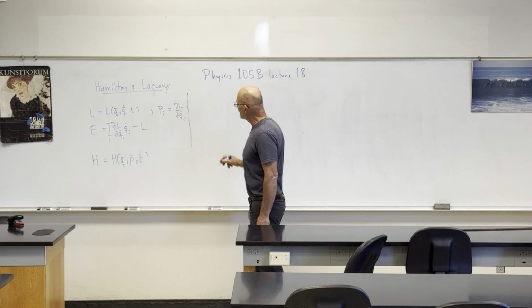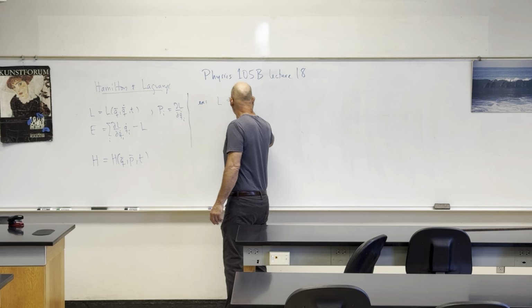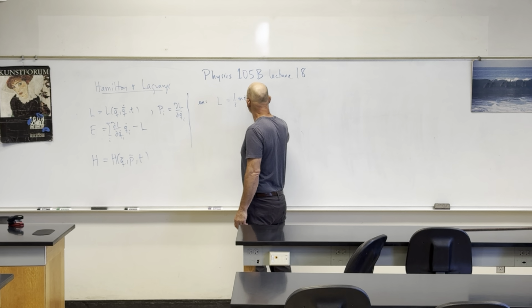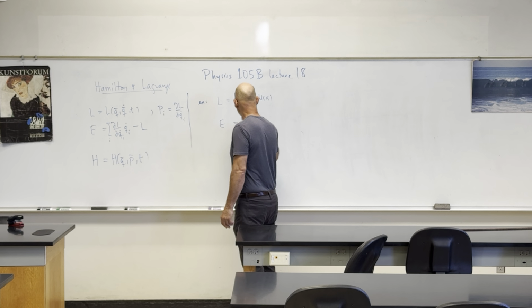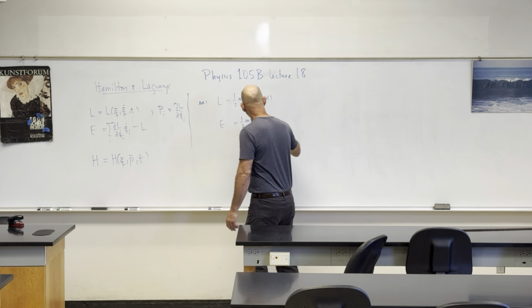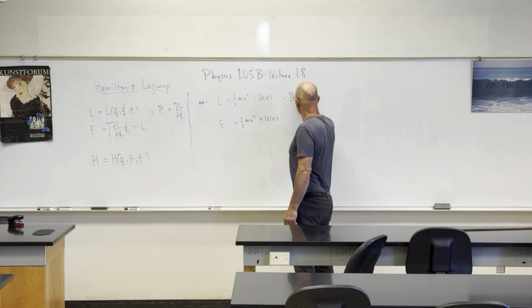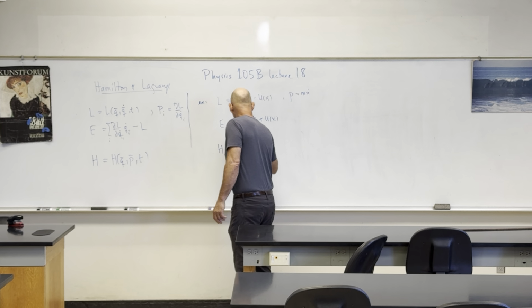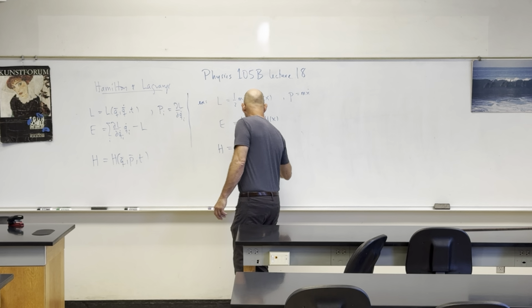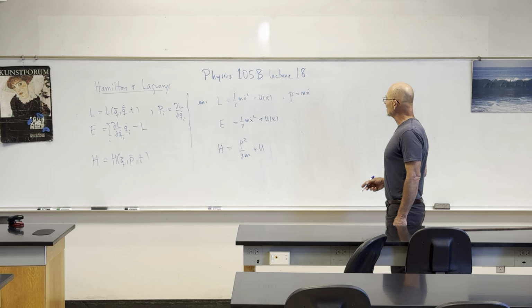So the simplest example, once again: if we have L as a half m x dot squared minus U of x, then the energy is going to turn into a half m x dot squared plus U of x, and we're going to have p equals m x dot, and so the Hamiltonian is going to be p squared over 2m plus U. And with different coordinate systems, we just get a different version of that notation. So that's the quick version here.